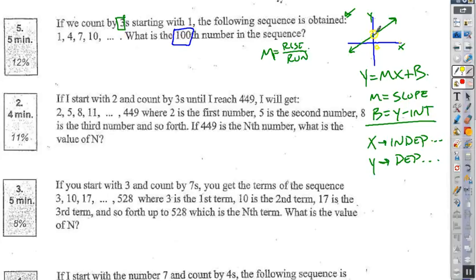So let's take a look at this problem that we were given and how it relates to y equals mx plus b. So we have the sequence 1, 4, 7, 10. And let's just make a table out of it. Our first term is 1, our second term is 4, our third term is 7, our fourth term is 10.